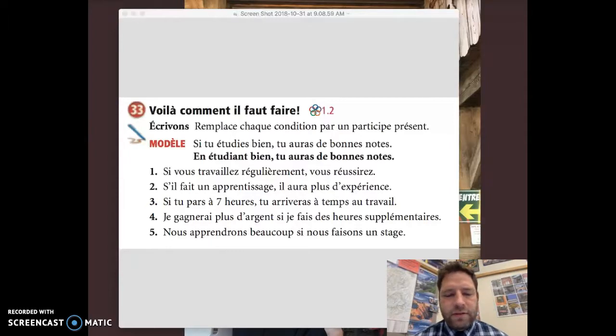That's the original sentence. Then you change it using the present participle: en étudiant bien, tu auras de bonnes notes. So do the rest and record them on Schoology, and we'll correct them in class.